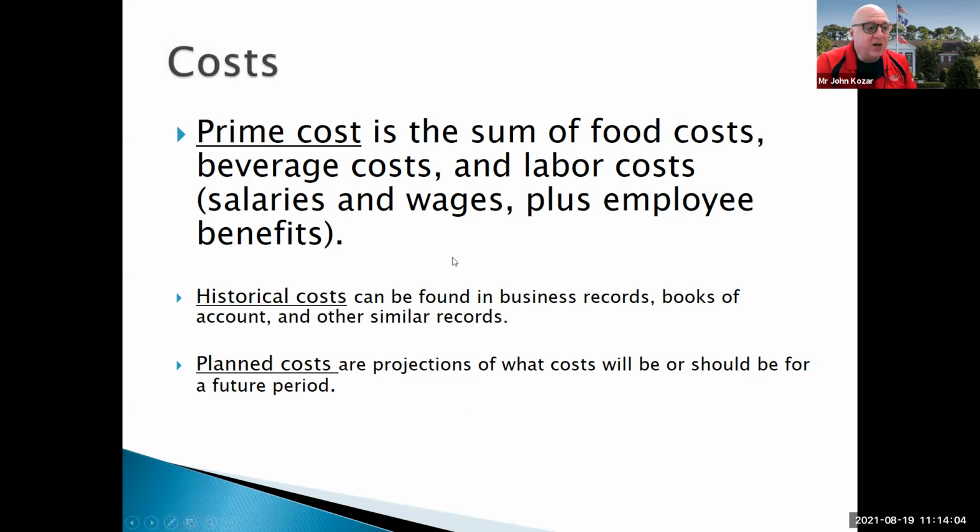So again, prime cost is the sum of the food, beverage, and labor costs. Labor costs, of course, include salary, wages, and employee benefits. As an example, say you're working in the kitchen and your employer is paying you $10 an hour. At the end of the week, you get your paycheck, and it tells you a gross amount, which is just $10 multiplied by how many hours you worked for the week.